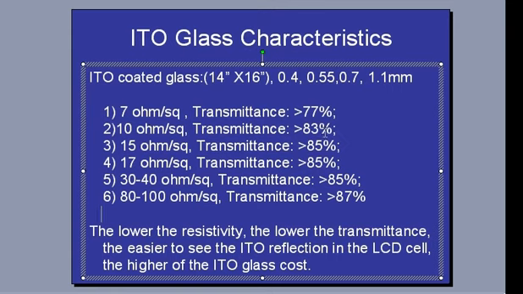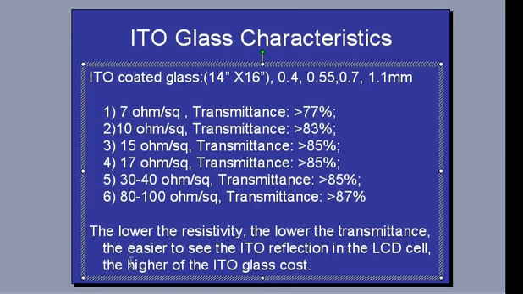So the transmission will be much lower, and of course, the cost will be higher. In that case, we need to calculate the highest resistance we can use, so that we can get a cost-effective LCD.